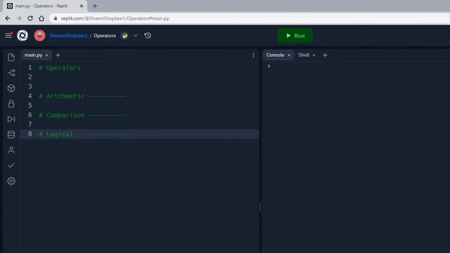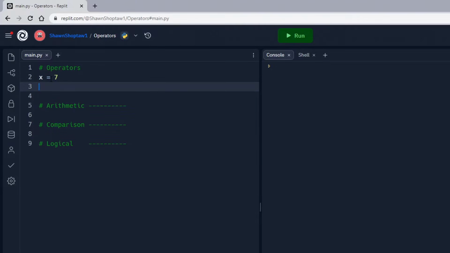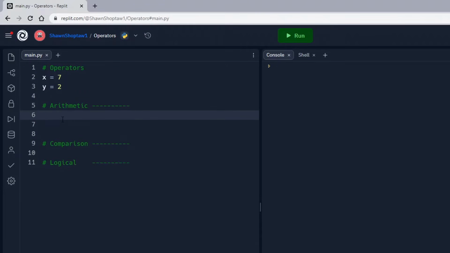In this video, we're going to look at operators, specifically arithmetic, comparison, and logical operators. So we're going to start off our code with a couple of variables. We'll just say x equals 7, and we'll assign y to equal 2. And we're going to break this up into sections. So we're first going to start with arithmetic operators.